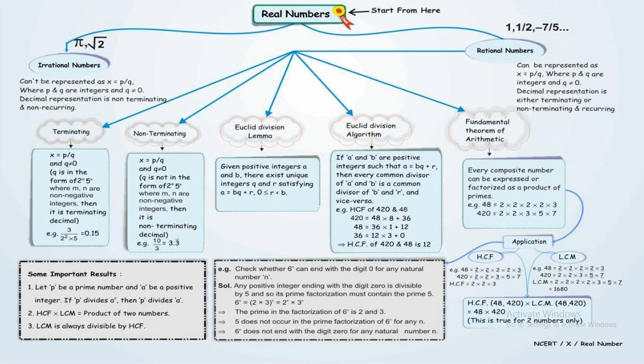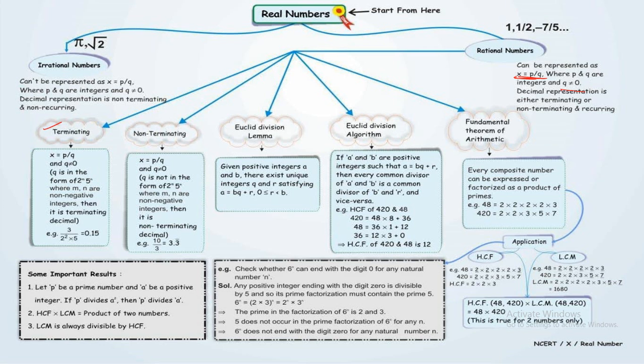So what is meant by a rational number? Every number which can be expressed in the form of p by q, where p and q are integers and q is not equal to 0, is called a rational number. A rational number can be expressed either as a terminating or non-terminating recurring decimal, right?